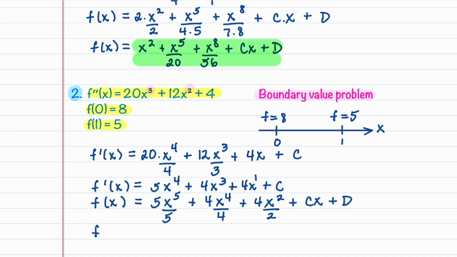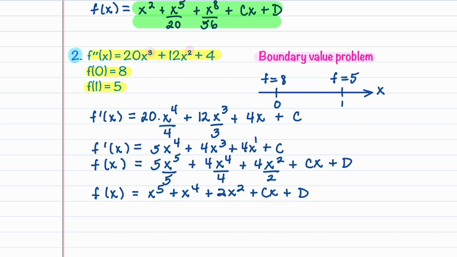Now let's go ahead and simplify again. f of x is equal to x to the 5th plus x to the 4th plus 2x squared plus cx plus d. Notice that in this answer, we have two constants, c and d. We can eliminate those two constants using our two boundary conditions. f of 0 is equal to 8 and f of 1 is equal to 5.